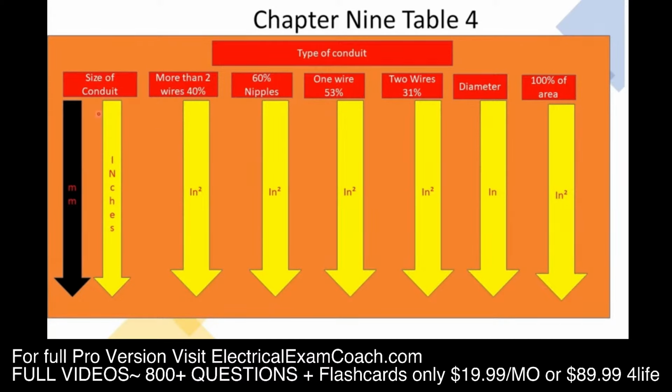And the next column over would be our 60% for nipples. So when we're dealing with nipples that are 24 inches or less, we're going to use the 60% fill column. So the question will ask, if we have a nipple of this size, how many conductors can you fit? First, you would come over to your size of conduit. Then if it was a nipple, you would come over here, you would grab that value, and that's how much space you have total to fill. Then the same thing here with 1 wire and 2 wires and the diameter and the area completely.